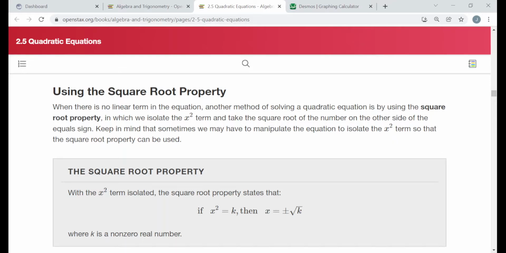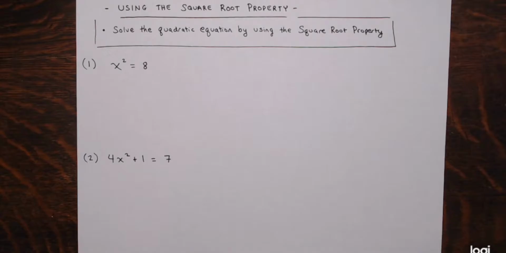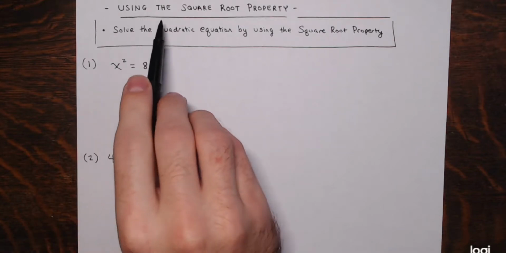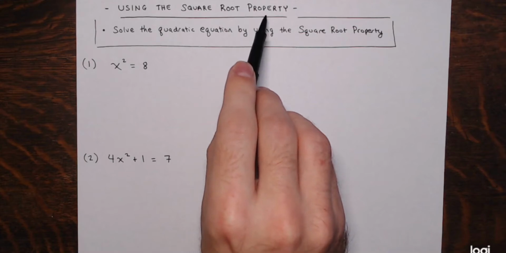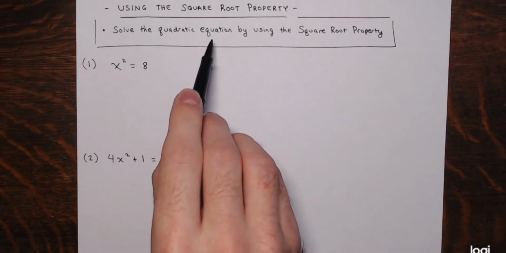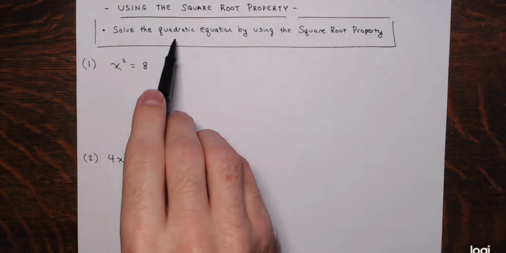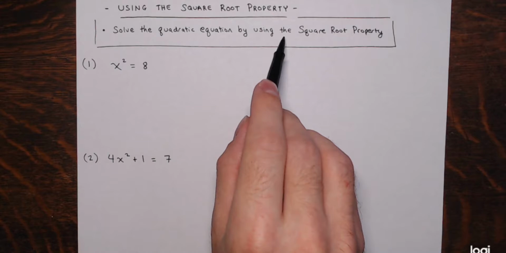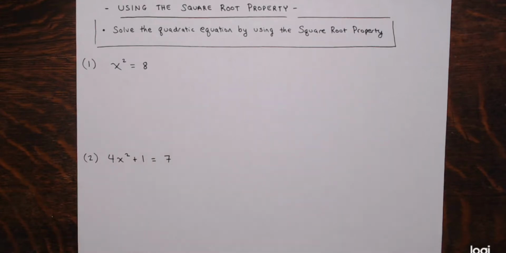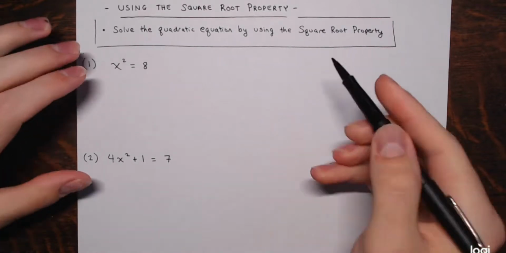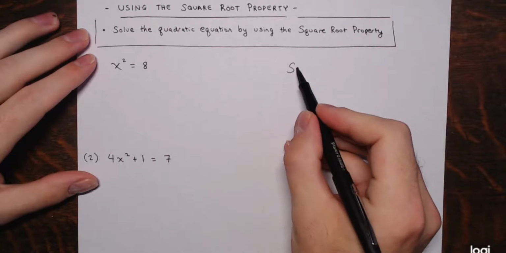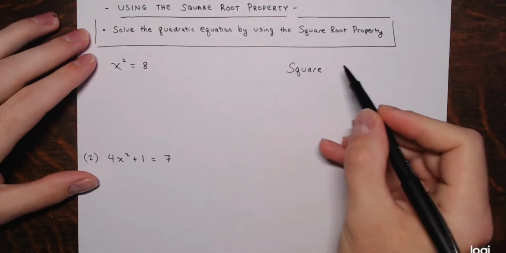Okay, so all my examples are written out on paper. Like I said, we're using the square root property to solve these quadratic equations given to us here. And that's the instructions, right? Solve the quadratic equation by using the square root property. Right? So first, let's talk about what is this square root property off to the side here before I get into example 1.